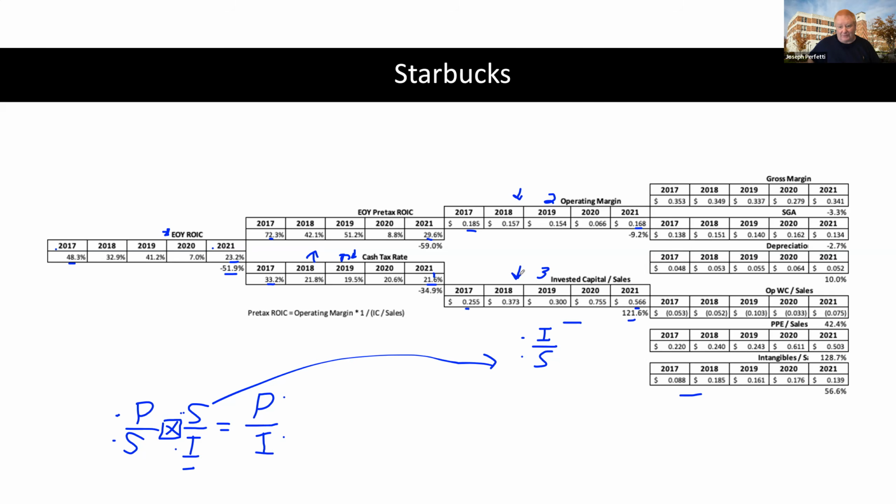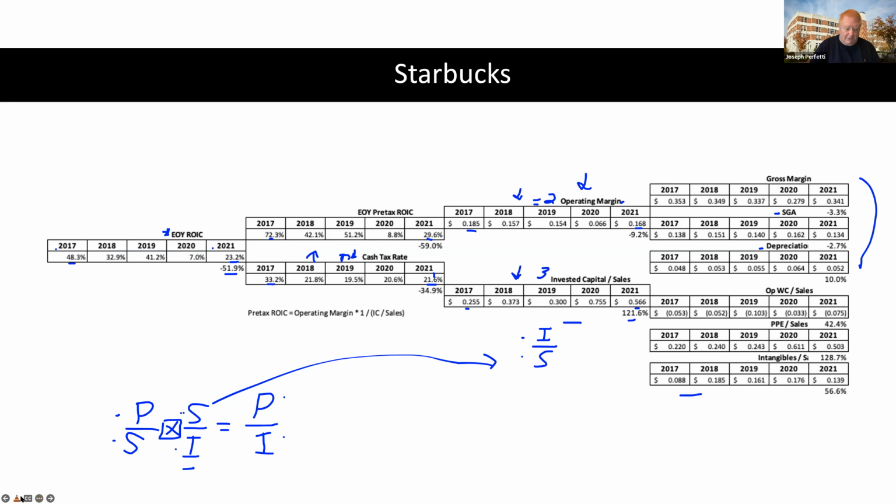Second level drivers. What explains the drop in operating margin? That's driven by the income statement. So over here on the right, these are the 3 drivers of operating margin from the income statement. Gross margin minus SG&A minus depreciation as a percentage of sales equals operating margin as a percentage of sales. So those 3 things on the right explain this column.